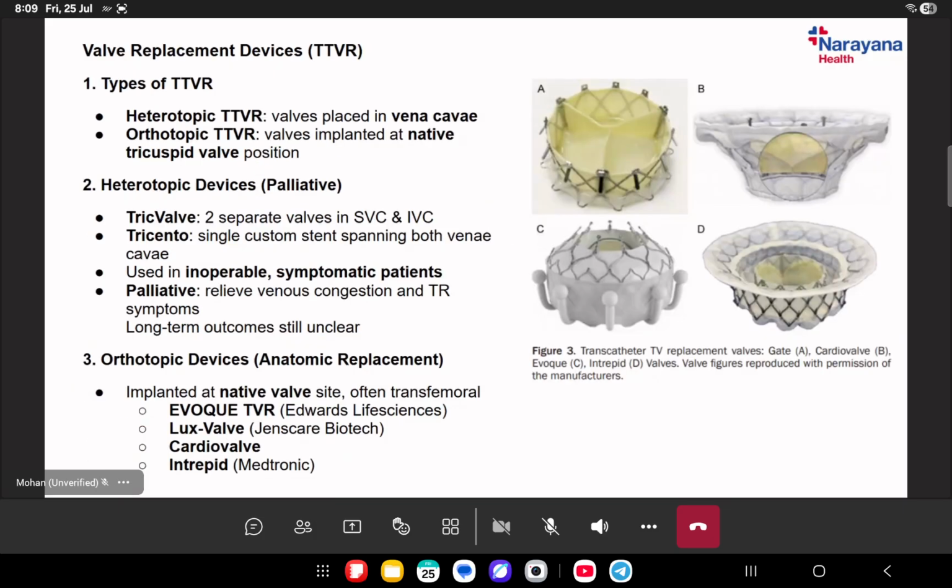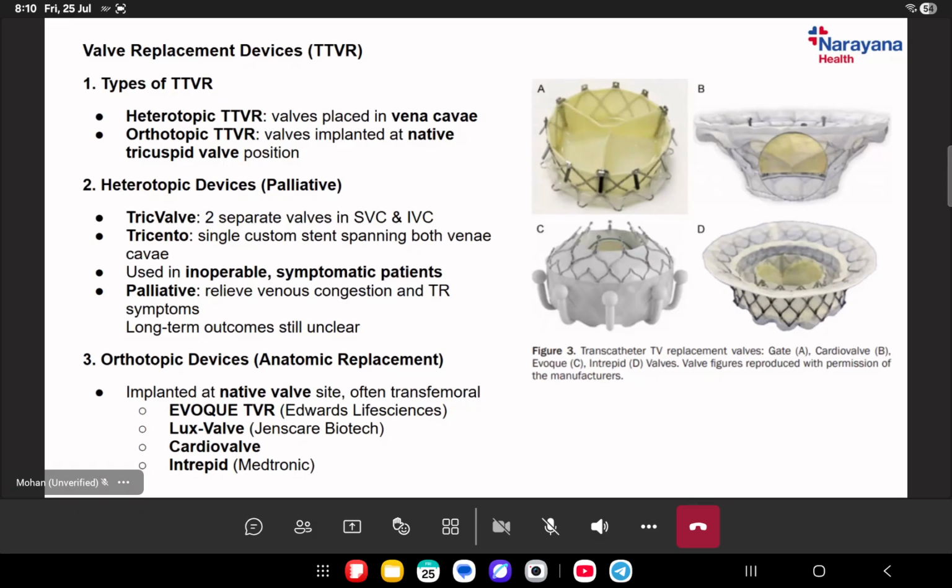So next comes the option to overcome all these disadvantages: the valve replacement devices, which are either placed in the same place, that is orthotopic, or in the vena cava, that is heterotopic. Heterotopic devices are palliative, which include TricValve and TRICENTO. These are usually used in inoperable and symptomatic patients just as a measure of palliation, but they relieve venous congestion and TR symptoms. There will be a difference in the pressure gradient between the vena cava and the RA.